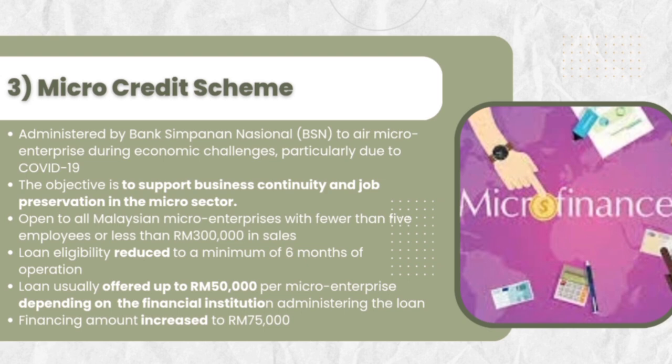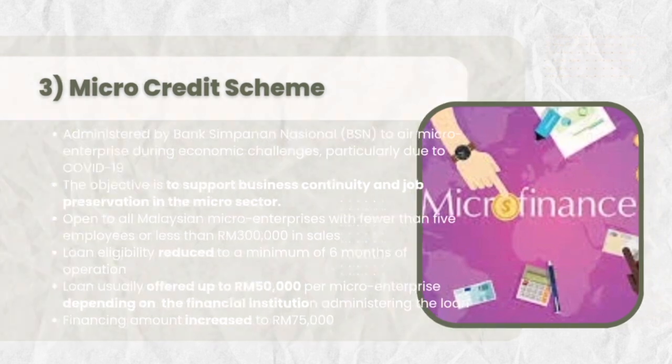Microcredit scheme is open to all Malaysian micro enterprise with fewer than 5 employees or less than 300,000 ringgit in sales. Loan eligibility reduced to a minimum of 6 months of operation. Loan usually offers up to 50,000 ringgit Malaysia per micro enterprise, depending on the financial institution administering the loan. Financing amount increased to 75,000 ringgit Malaysia.